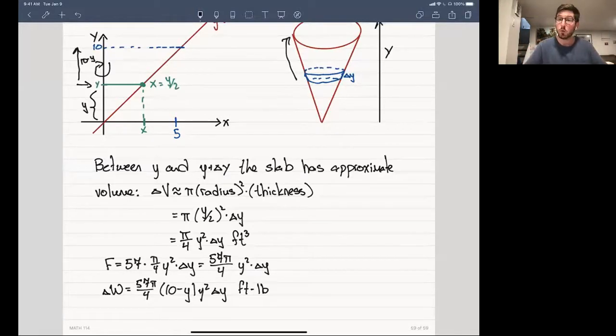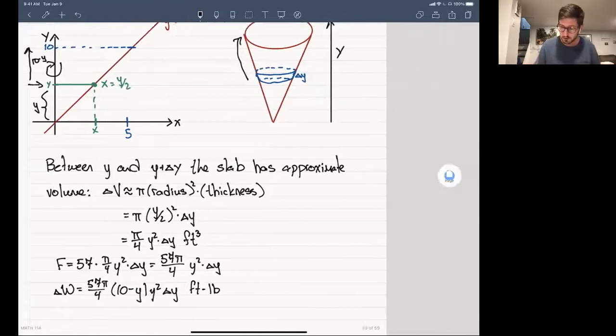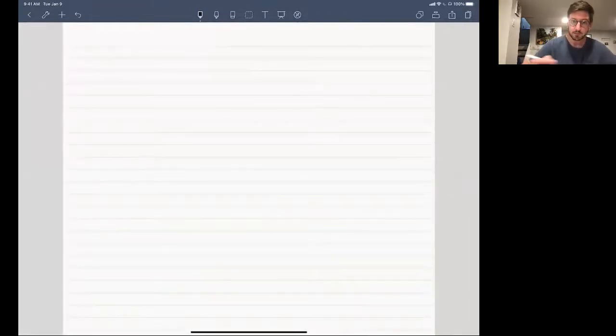Now we have the approximate work required to move each one of these thin little slabs when delta y is very, very small. So we're going to do the same thing we've done in almost every single lecture. We're going to see what happens when we let delta y go to 0, and that's the same as saying the number of partitions goes to infinity. Let me show you what happens here.